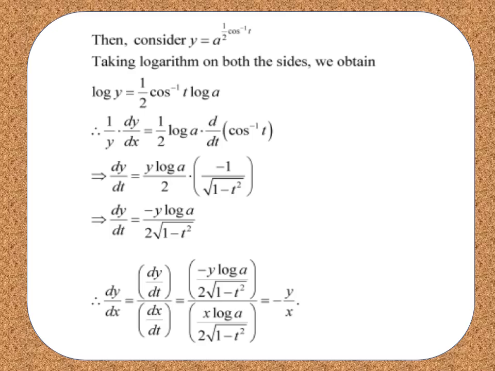Now we have dx upon dt and dy upon dt. So putting these two values in the formula, dy upon dx equals dy upon dt upon dx upon dt. You can see that log a upon 2 under root 1 minus t square in the numerator and denominator are common, so that will be cancelled. So we are getting minus y in the numerator and x in the denominator, which is minus y upon x, and this was our required proof. Clear? So pause and note down the solution.